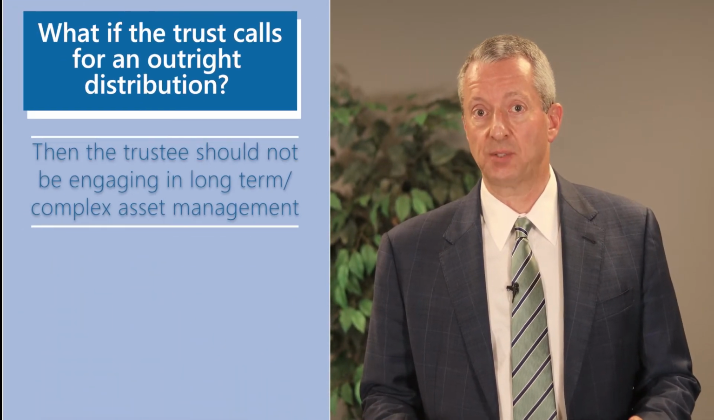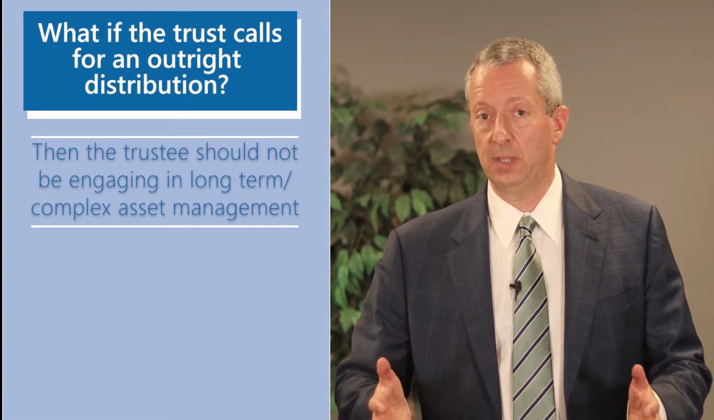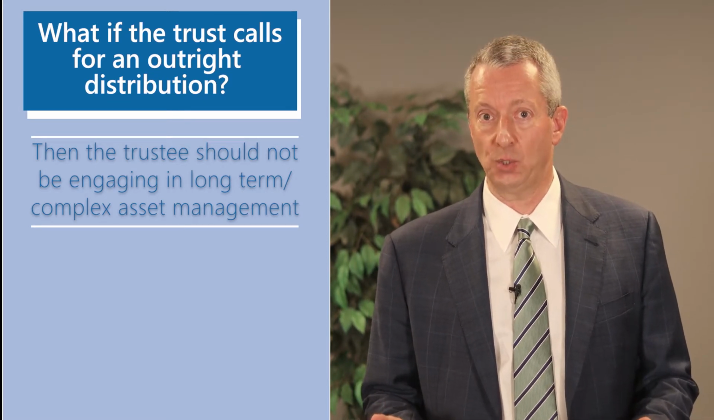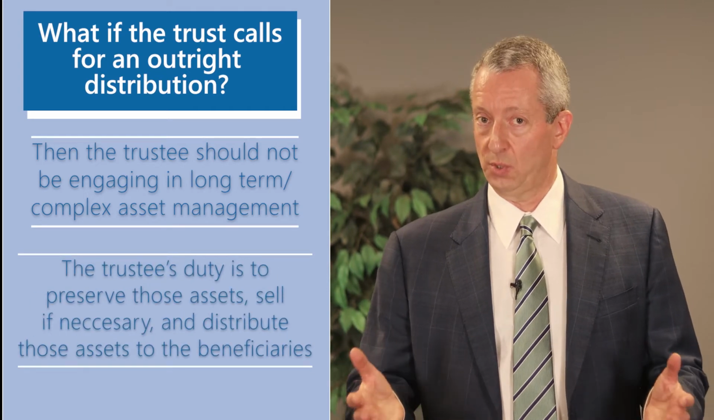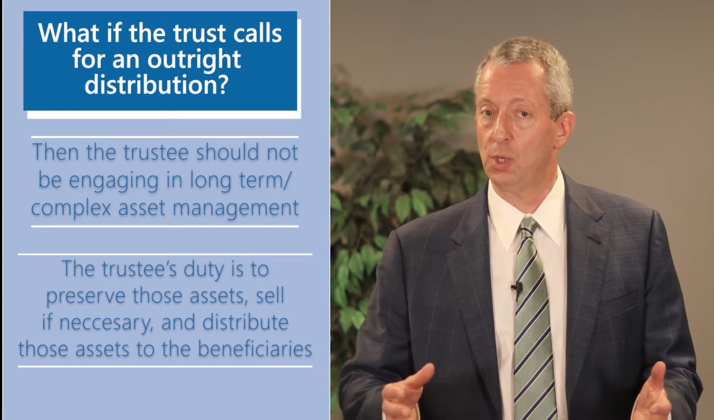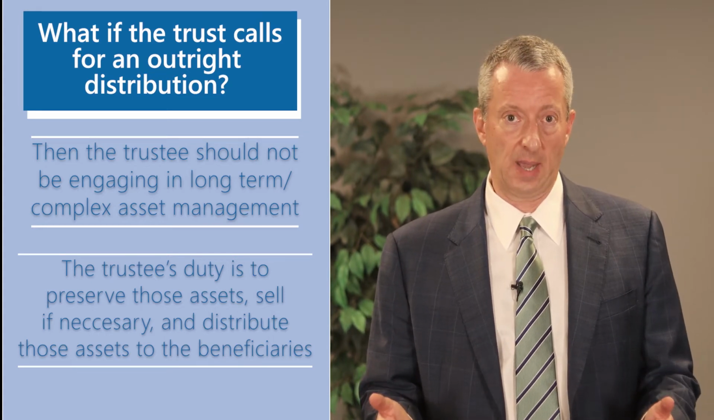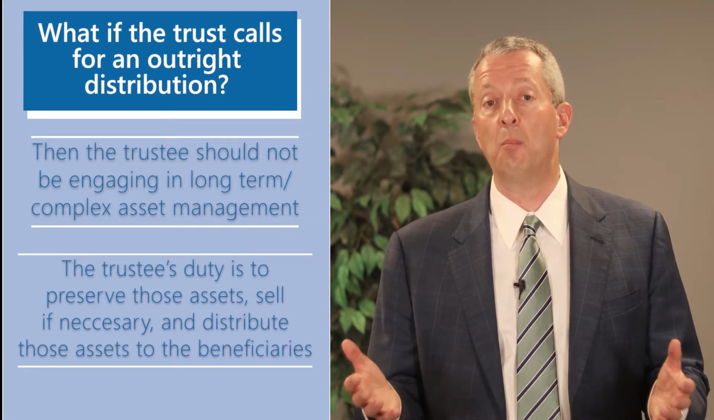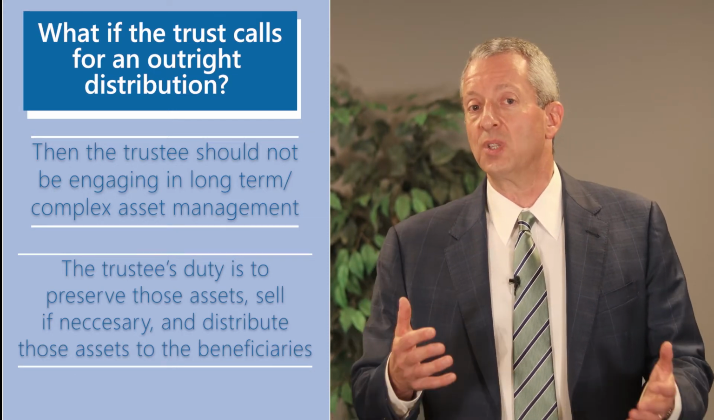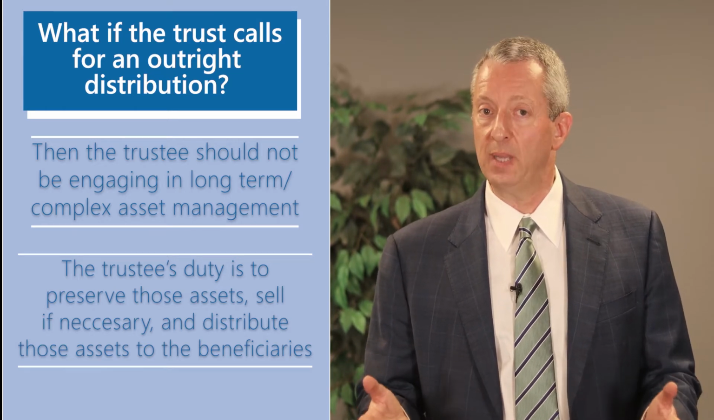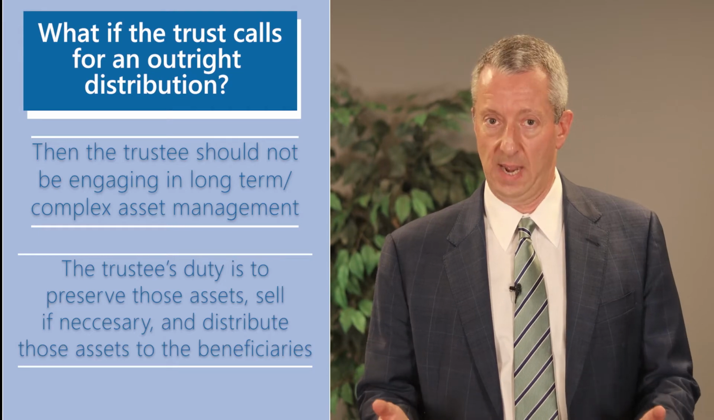If the trust calls for outright distribution of trust assets, then you should expect that the trustee is not going to have to engage in very much investment management. The trustee should be preserving assets. The trustee may need to sell some assets to generate cash, either to deal with expenses and liabilities of the trust or to equalize distributions among the beneficiaries. But as far as engaging in any sort of sophisticated asset management, that should be unnecessary when there's an outright distribution.